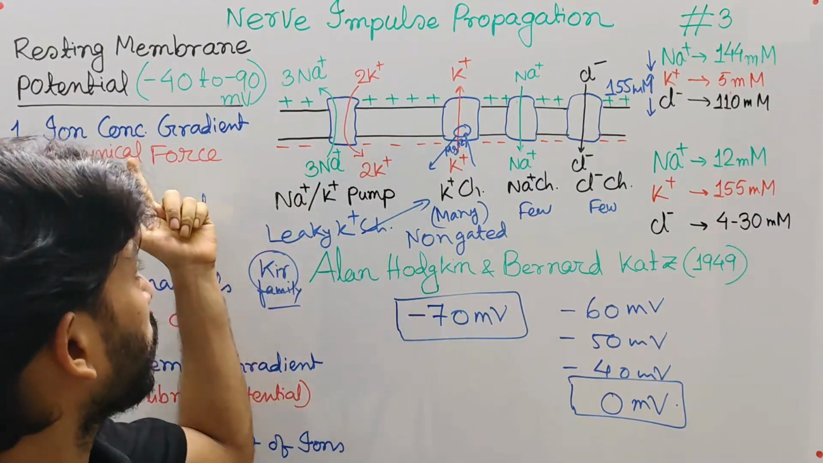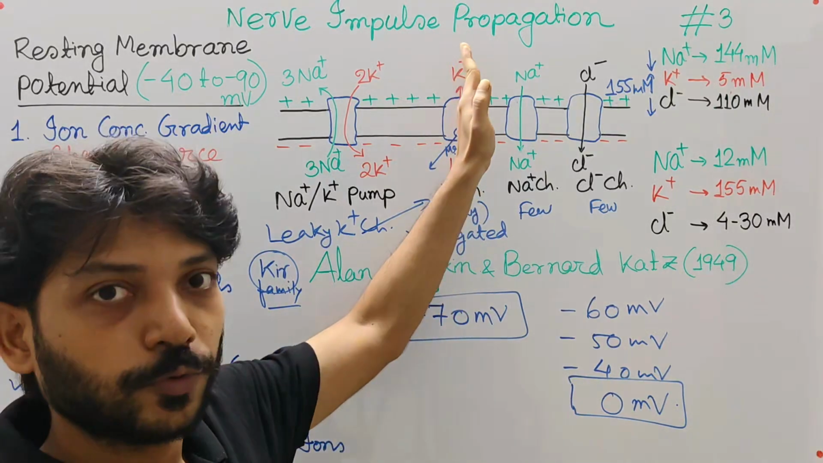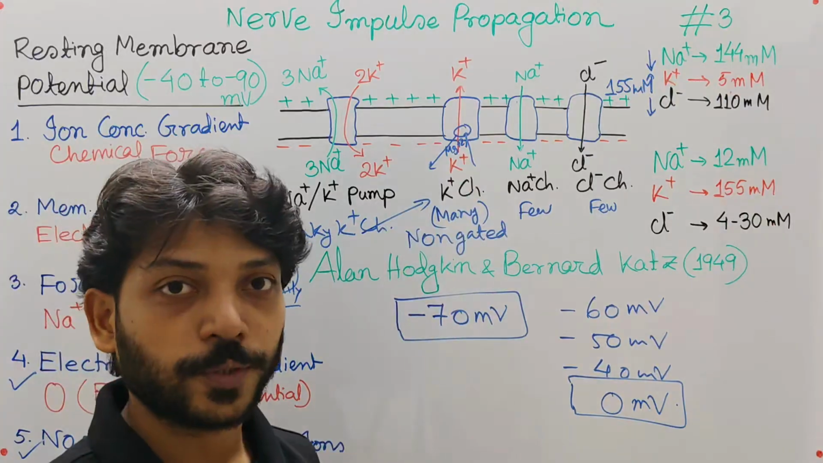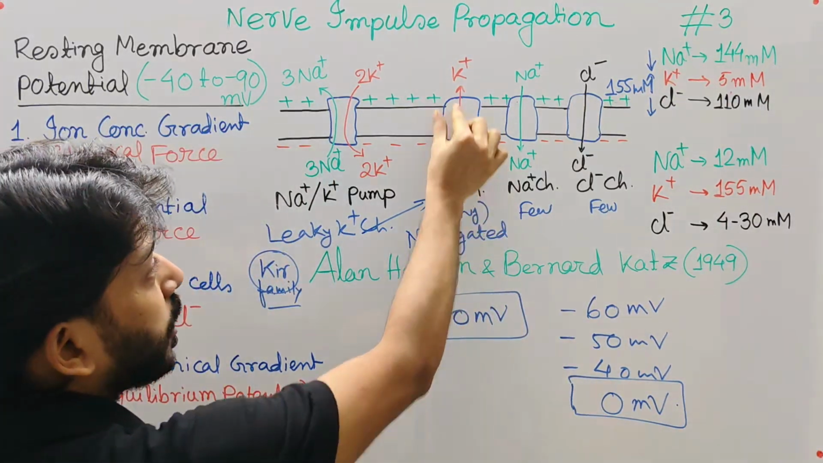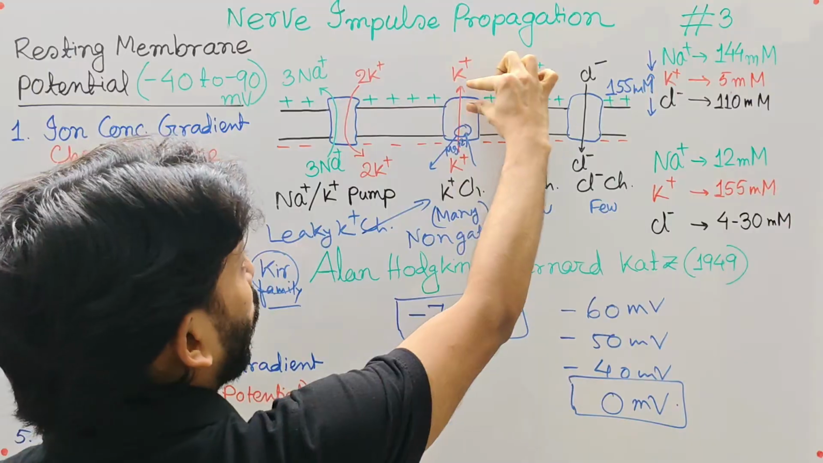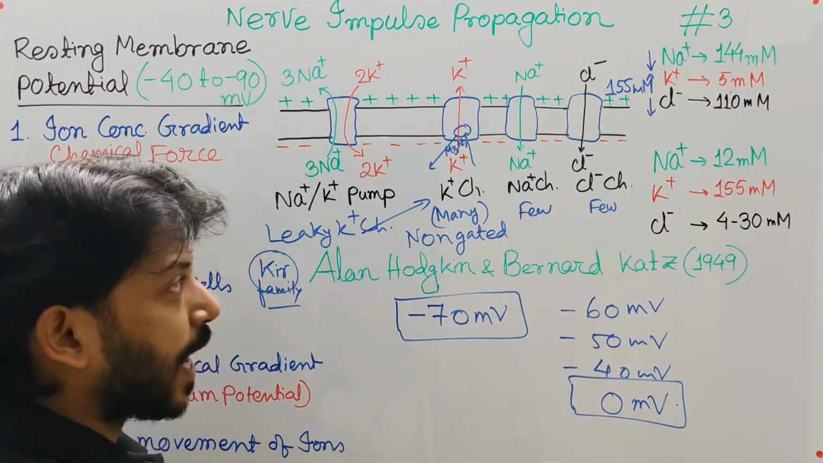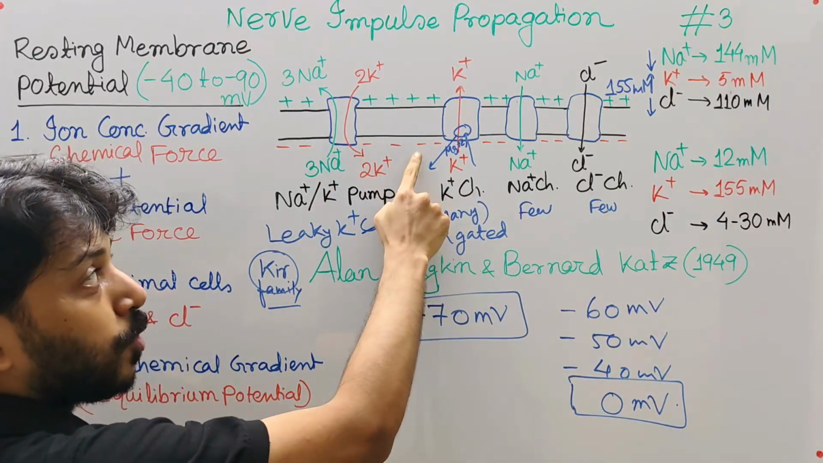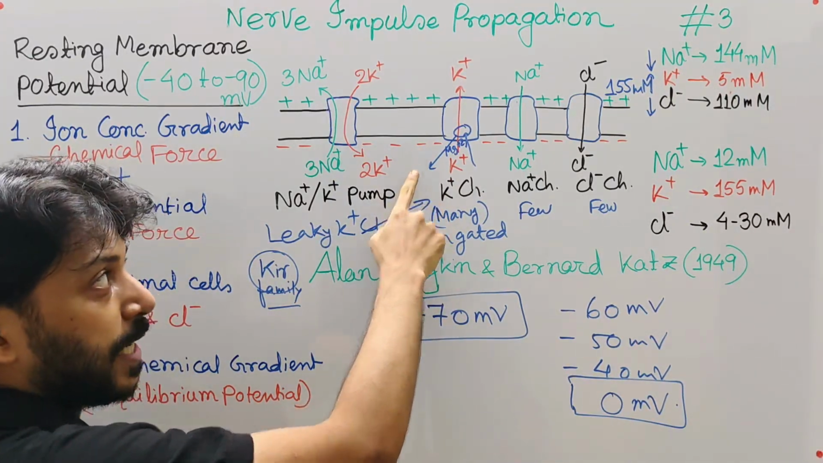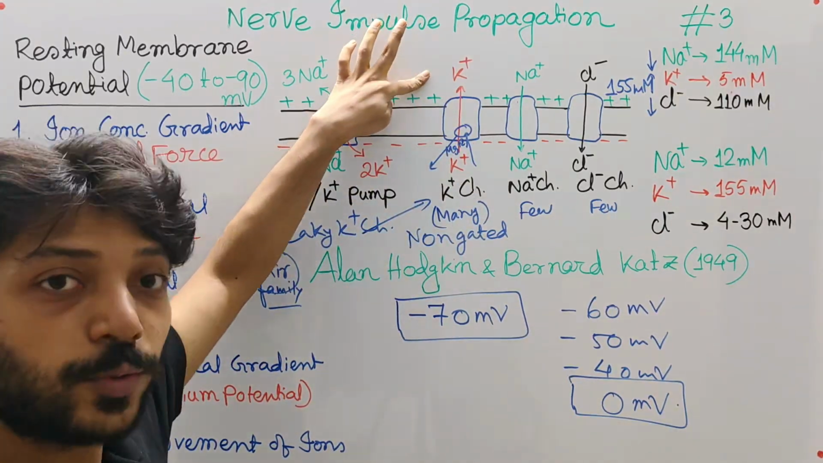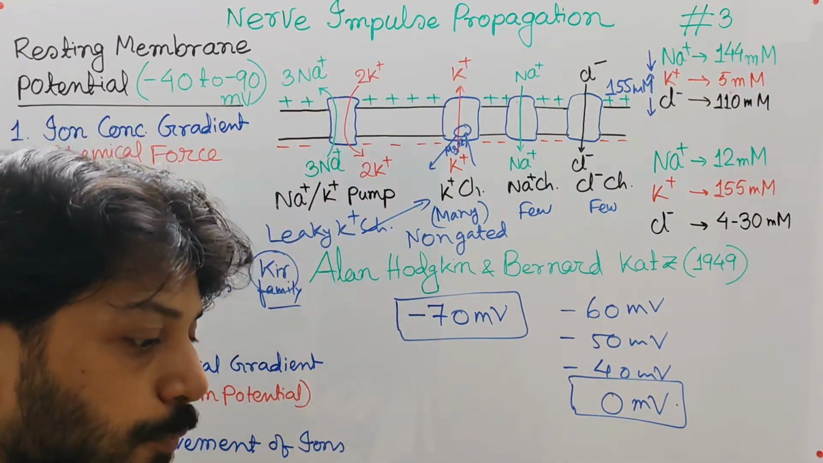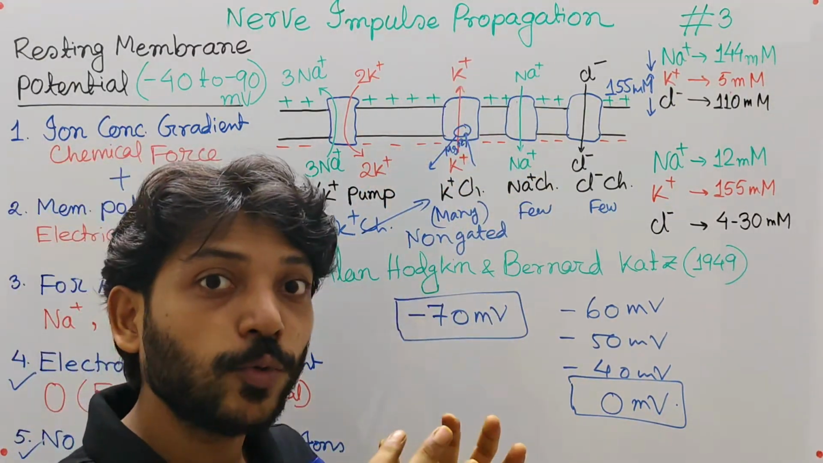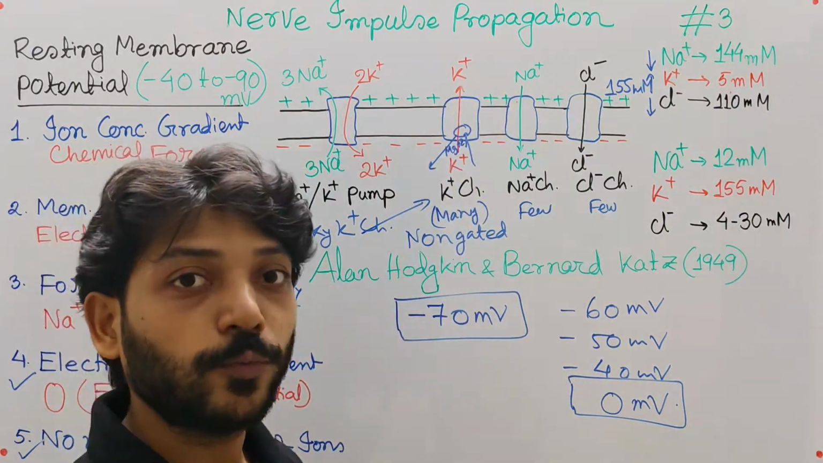Chemical force or ion concentration gradients try to move the ions, but at a certain membrane potential the movement actually stops. Why? Because see, if potassium ions move outside, what will happen? More potassium ions will be present outside and fewer potassium ions will be inside. That's why there will be more negative ions present inside, so there will be negative charge, and outside will be more positive charge. So as more and more positive ions or potassium ions accumulate outside, that accumulated positive charge will repel the further movement of potassium ions.